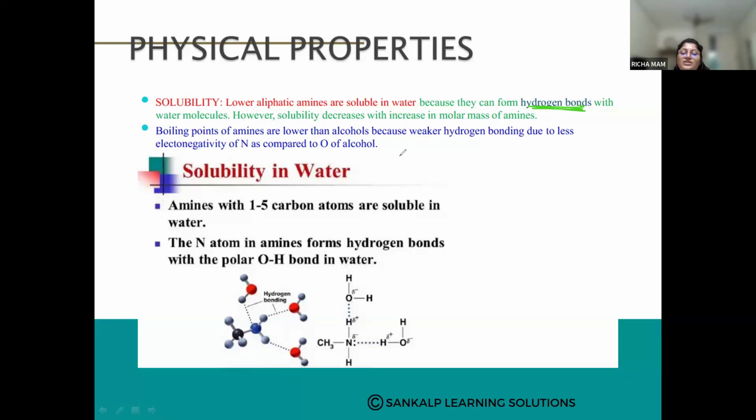When you see alcohols, hydrogen bonds are more as compared to that of amines. So as compared to alcohol, amines have lesser solubility. In alcohols, the hydrogen bonds are stronger than in amines, and thus alcohols are more soluble than primary amines. When you see butan-1-ol and butan-1-amine, butan-1-ol, that is the alcohol, is more soluble in water than the amine.